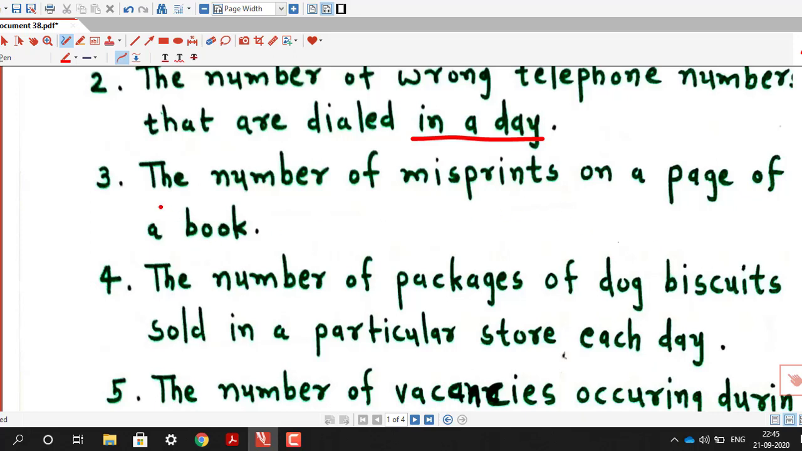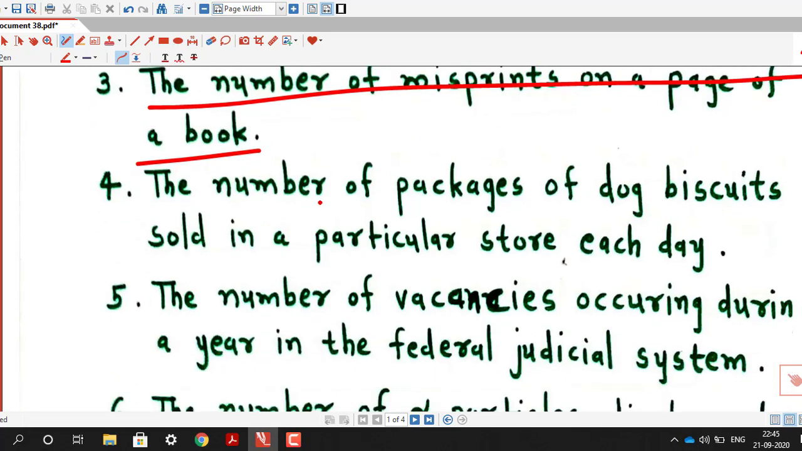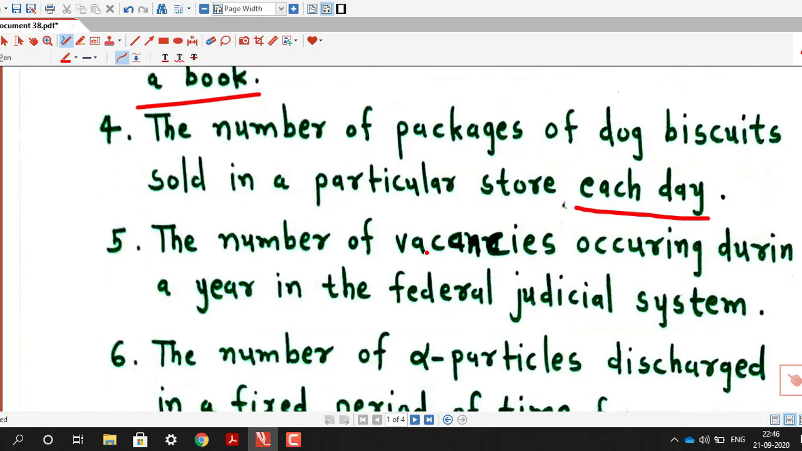The number of misprints on a page of a book. So this is the number of events in a given interval of space. We are interested in how many misprints occur on a single page of a book. The number of packages of dog biscuits sold in a particular store each day. So here we are interested in the number of occurrences of events in an interval of time. Here time is in days.